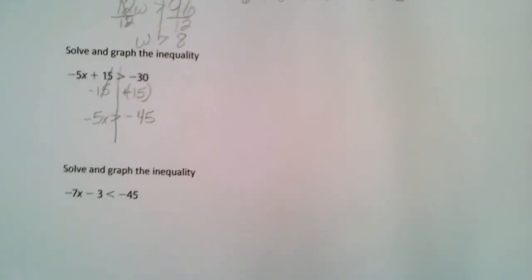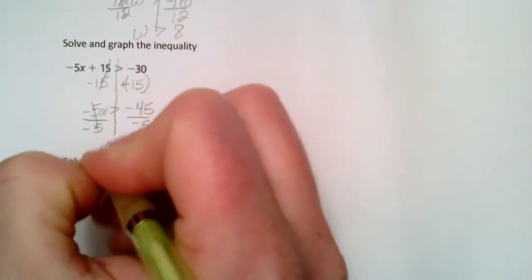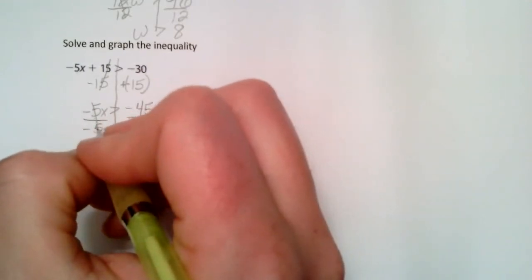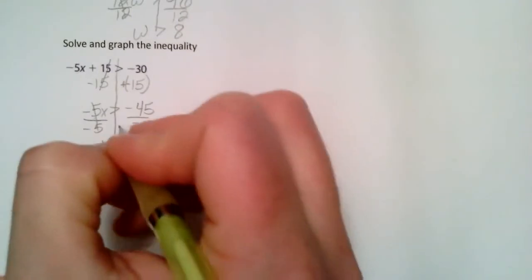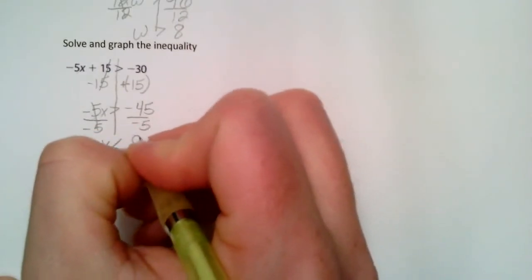Okay, then I've got to get rid of my coefficient there. So I'm going to divide both sides by negative 5. Keep up with that sign. Those cancel, and I get x, and I've divided by a negative, so my inequality is going to flip. So now it's less than. Negative 45 divided by negative 5 is positive 9.